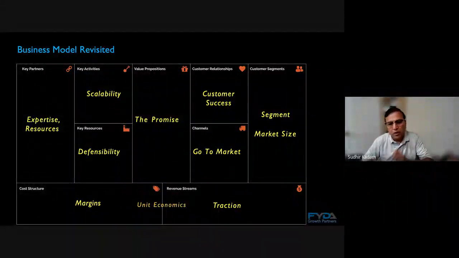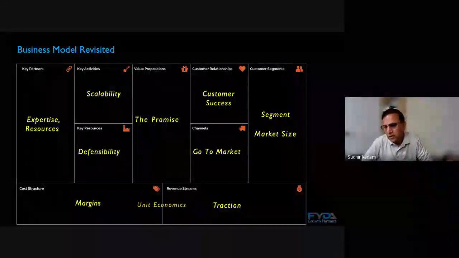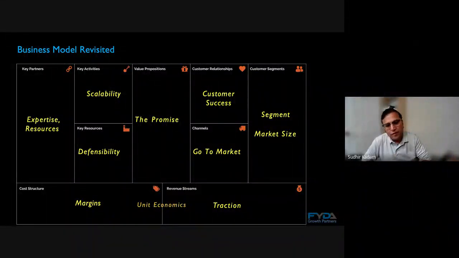So you're trying to come to the concept of what we call gross margin, which is always a percentage. Gross profit upon revenue is the gross margin.